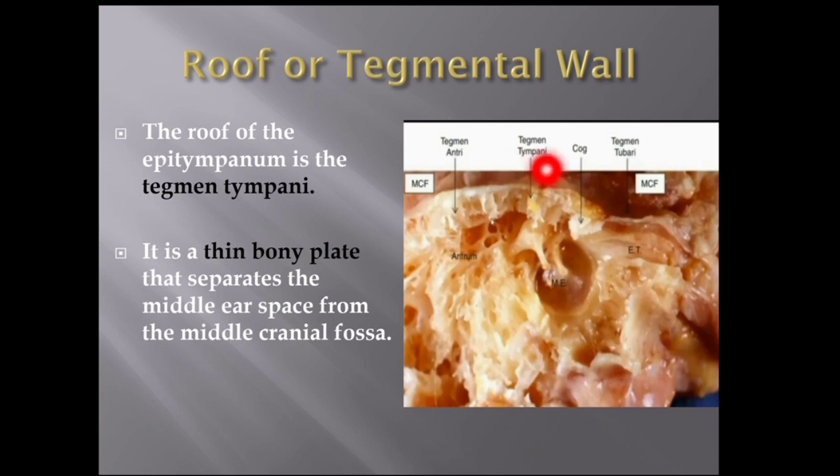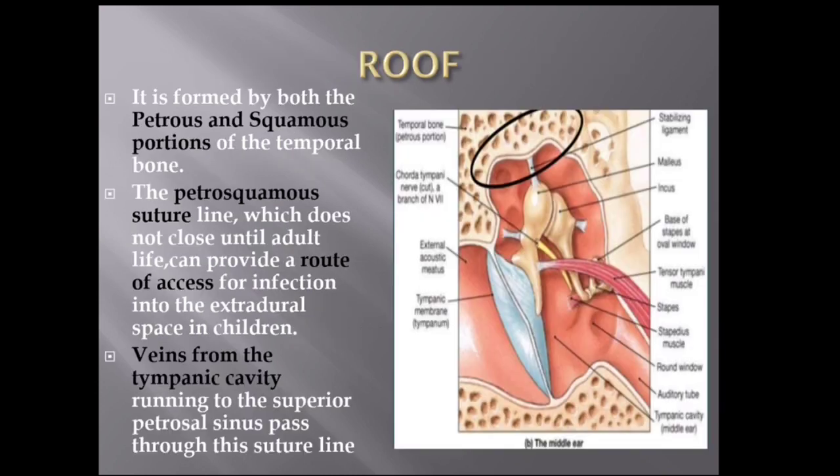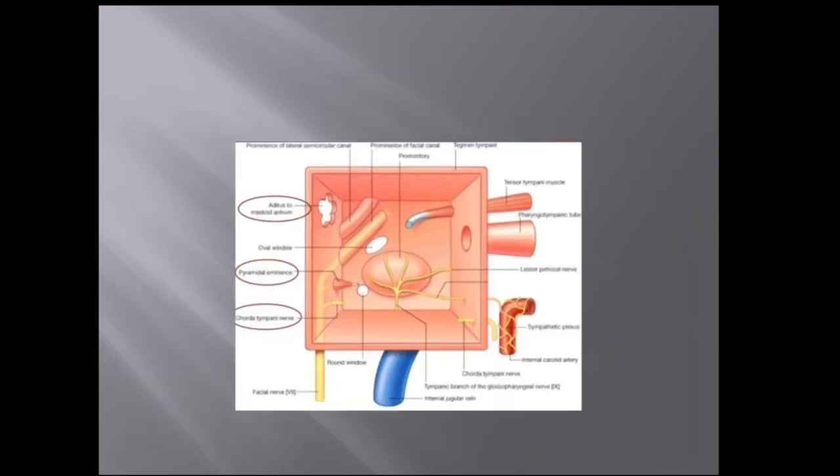Roof or tegmen tympani, the tegmental wall of this epitympanum, is the tegmen tympani. It is a thin bony plate that separates the middle ear space from the middle cranial fossa. The roof is formed by both the petrous and squamous portions of the temporal bone. The petrosquamous suture line, which does not close until adult life, can provide a route of access for infection into the extradural space in children. Veins from the tympanic cavity running to the superior petrosal sinus pass through this suture line.